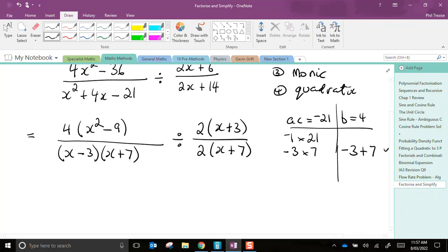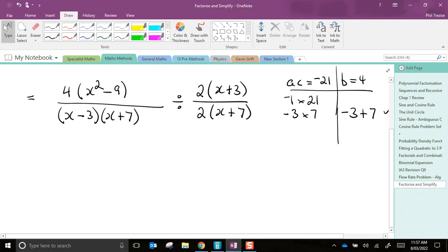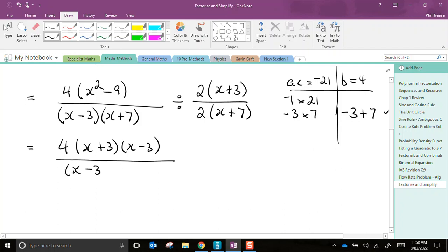Well, the next thing that I want to do is deal with the difference of two squares. I have an x squared subtract 9 there, and I recognize that of course 9 is the same as 3 squared. So that's 4, and then it'll be x plus 3 times x minus 3. The denominator of that one was x minus 3 times x plus 7.